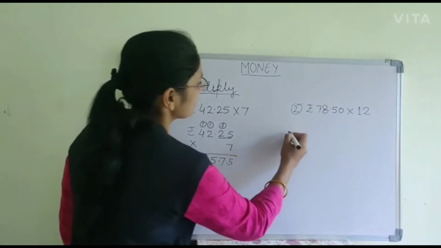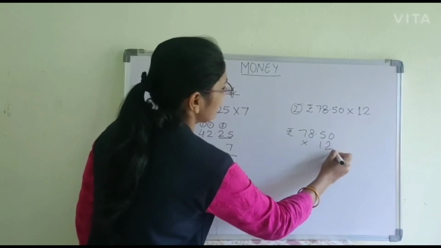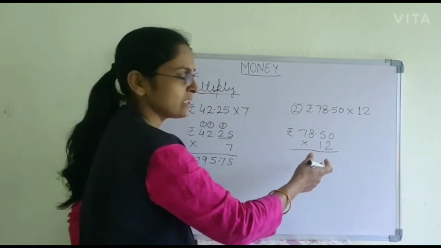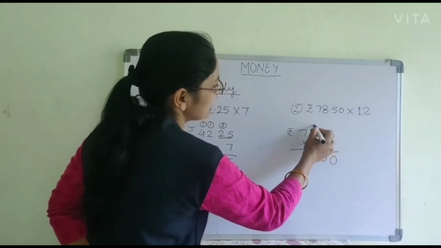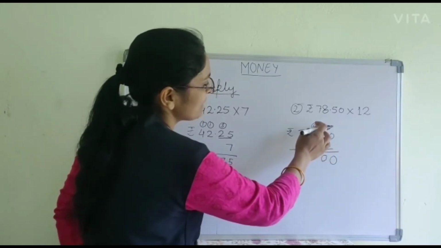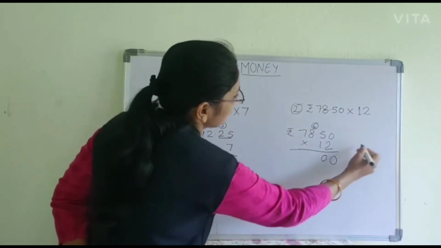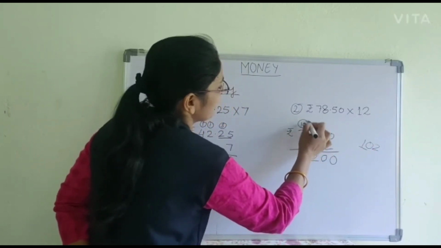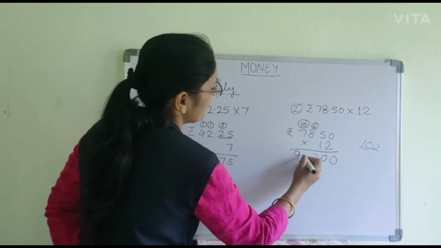Now second question is rupees 78.50 multiplied by 12. So we can read the table of 12 directly or we can use table of 2 and then 1 also. So directly I am taking table of 12. 12 zeros are 0. 12 5s are 60. 0. Carry 6. Then 12 8s are 96. 96 plus 6, 102. So this 2 I am writing and this 10 will be the carry. Now 12 7s are 84. 84 and 10 is 94.